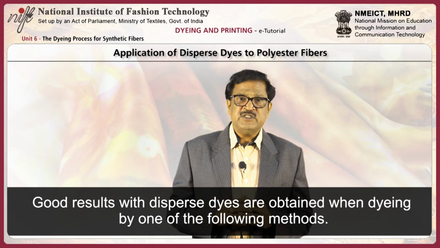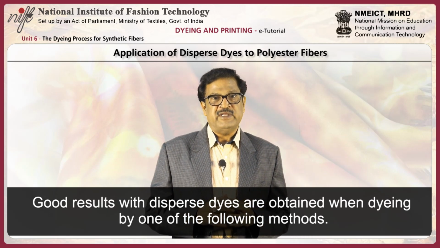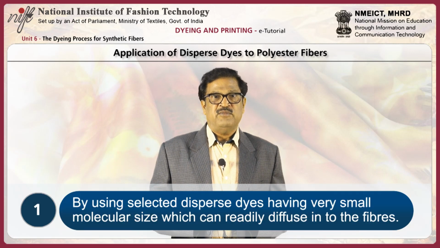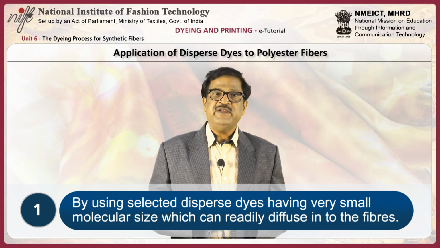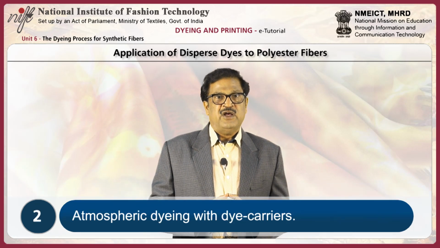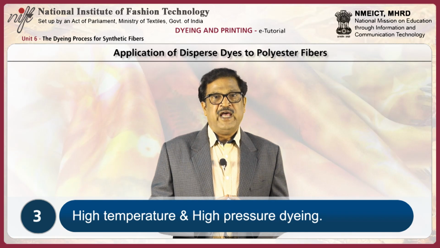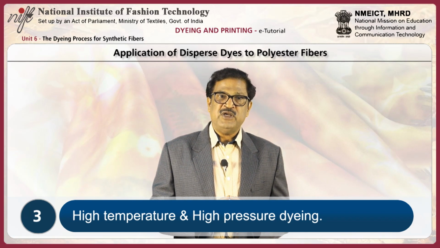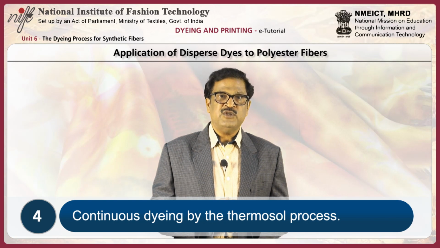Good results with disperse dyes are obtained when dyeing by one of the following methods. First, by using selected disperse dyes having very small molecular size which can readily diffuse into the fibers. Second, atmospheric dyeing with dye carriers. Third, high temperature and high pressure polyester dyeing. Fourth, continuous dyeing by the thermosol process.